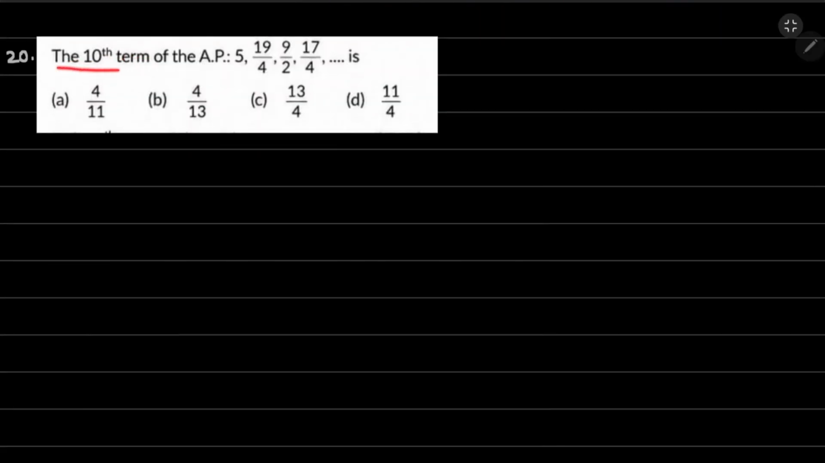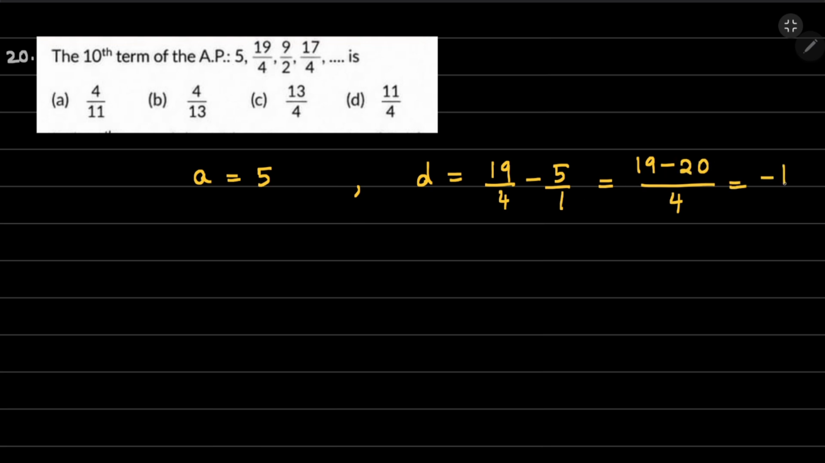The question is: the 10th term of the AP 5, 19 by 4, 9 by 2, 17 by 4 is. You have to find the 10th term. The first term of the given AP is 5. Let's find the common difference: 19 by 4 minus 5. The LCM is 4, so 19 minus 4 5s are 20. So minus 1 by 4 is your common difference.